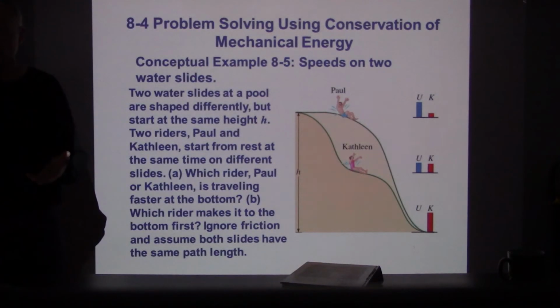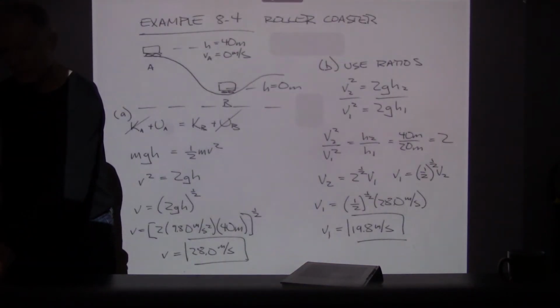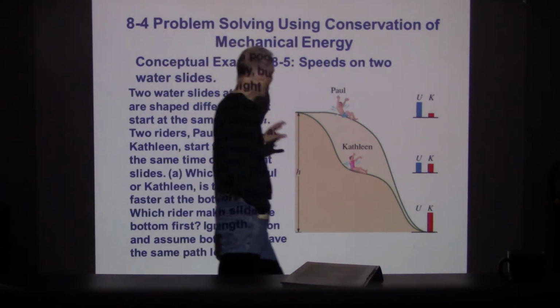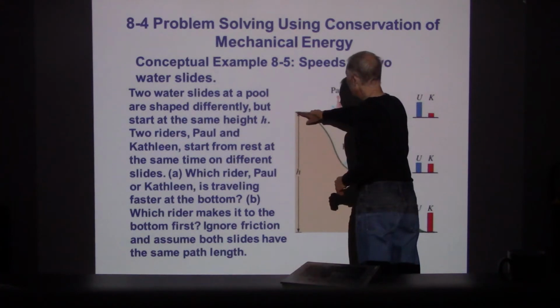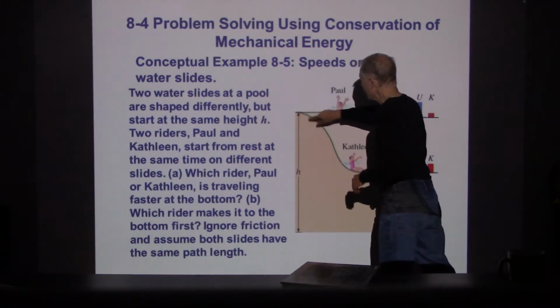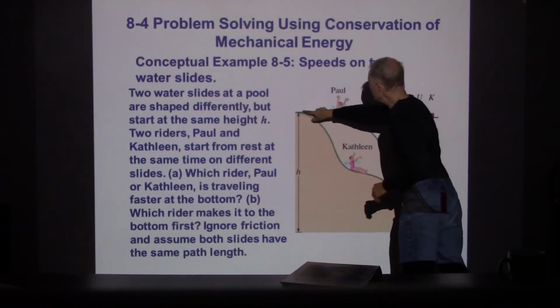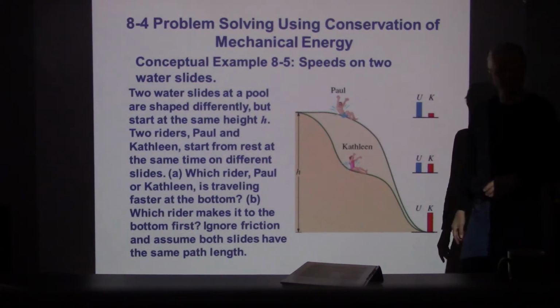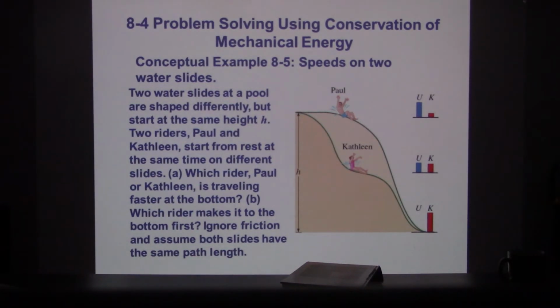Here's kind of an interesting conceptual problem that we can take a look at. We've got two water slides, and the question is, if they both start at the top and there's no friction, no air resistance, then by the time they get to the bottom, they'll be traveling at the same speed. But how much time does it take to get to the bottom? Are they going to end up taking the same amount of time?